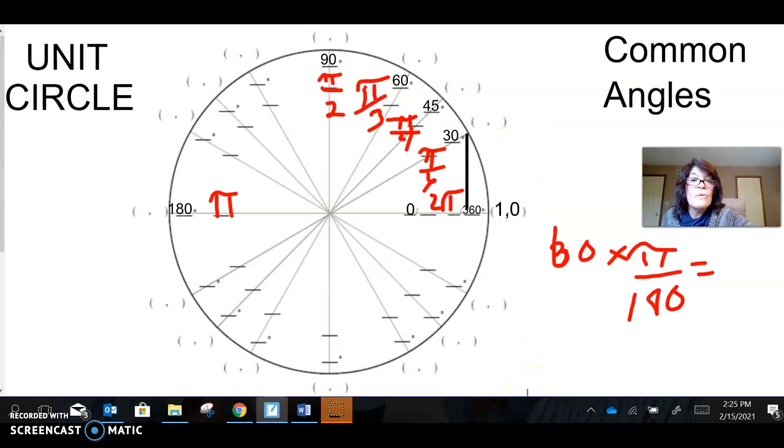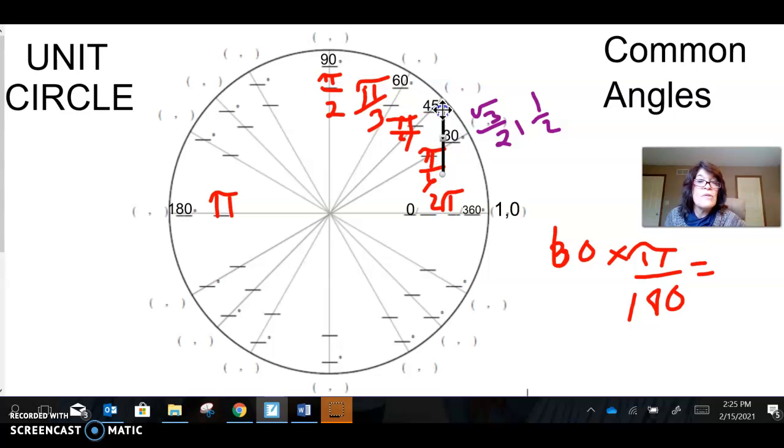So this point is (square root of 3 over 2, 1/2). That's the ordered pair that goes with 30 degrees or pi over 6 radians. Okay? The x coordinate is square root of 3 over 2. The y coordinate is a half. These are things that we have to memorize.